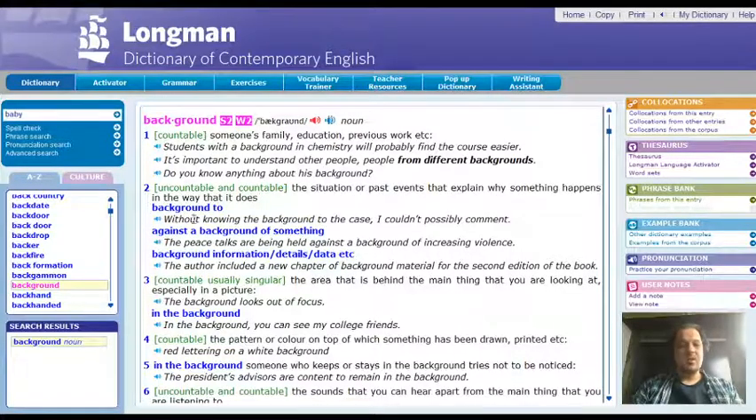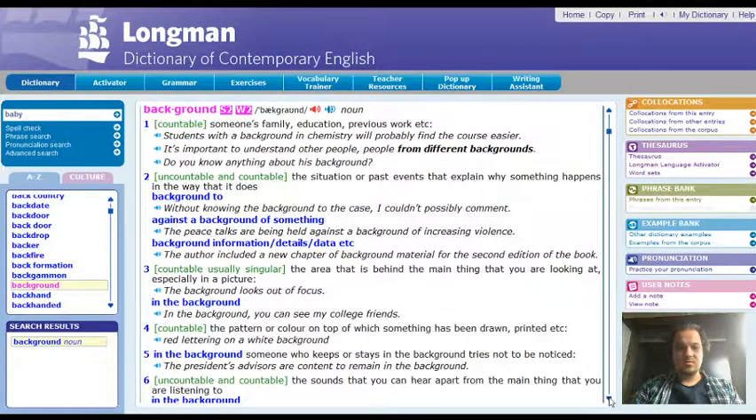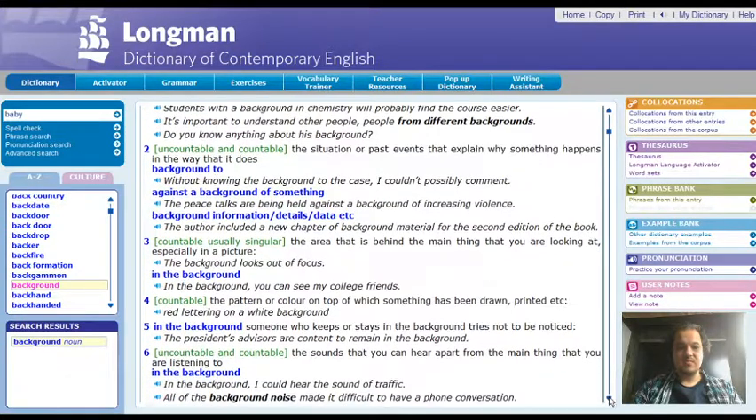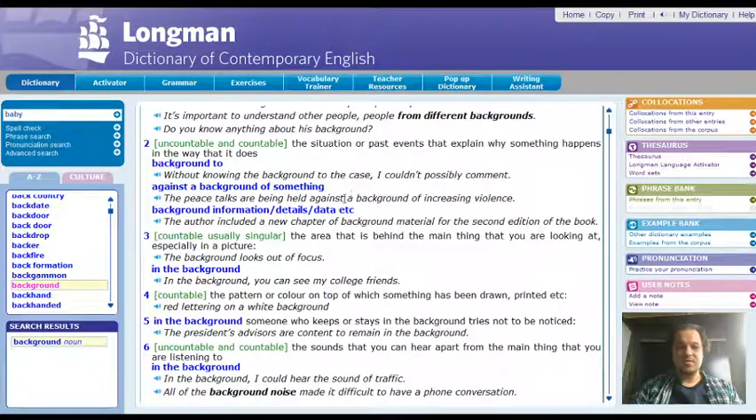Next one. The situation or past events that explain why something happens in the way that it does. Background 2. Without knowing the background to the case, I couldn't possibly comment. Against a background of something. The peace talks are being held against a background of increasing violence. Background information, details, data. The author included a new chapter of background material to the second edition of the book.